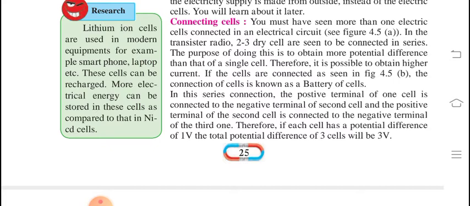In this series connection, the positive terminal of one cell is connected to the negative terminal of the second cell. The positive terminal of the second cell is connected to the negative terminal of the third one. Therefore, if each cell has a potential difference of 1 volt, the total potential difference of the 3 cells will be 3 volt.